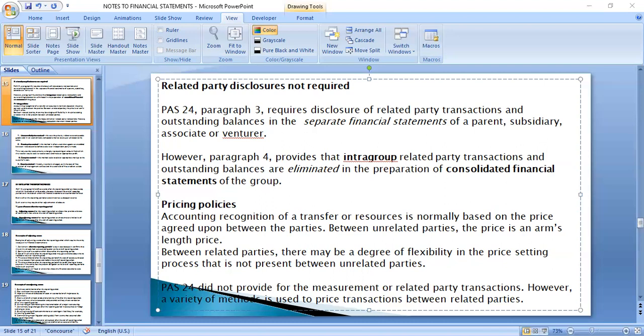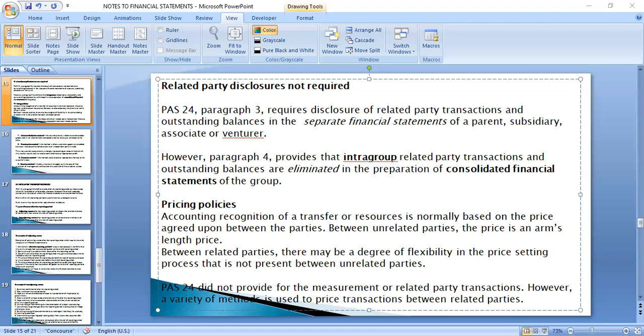Now we have events after the reporting period. Defining events after the reporting period as those, whether favorable or unfavorable, that occur between the end of reporting period and the date on which the financial statements are authorized for issue. Events after the reporting period are also known as subsequent events and may require either adjustment or disclosure.